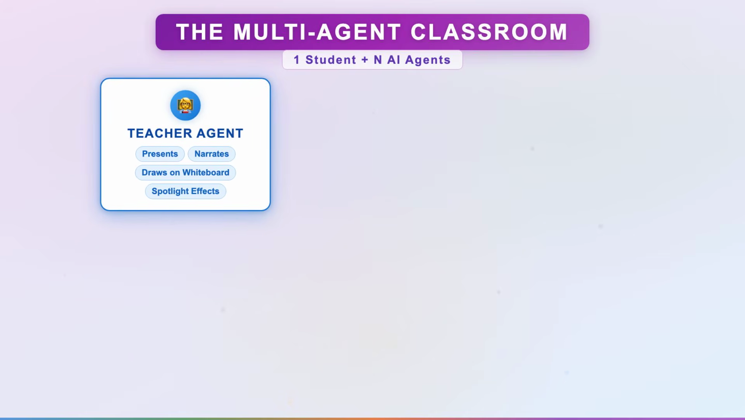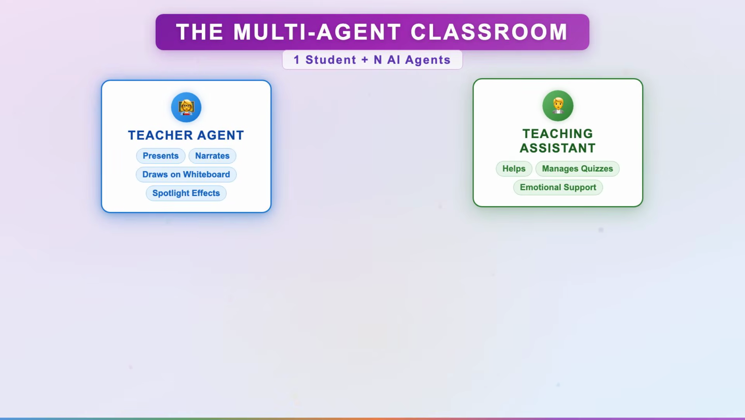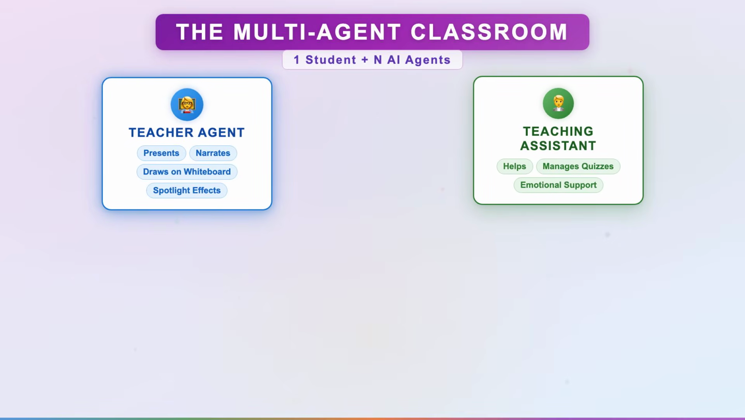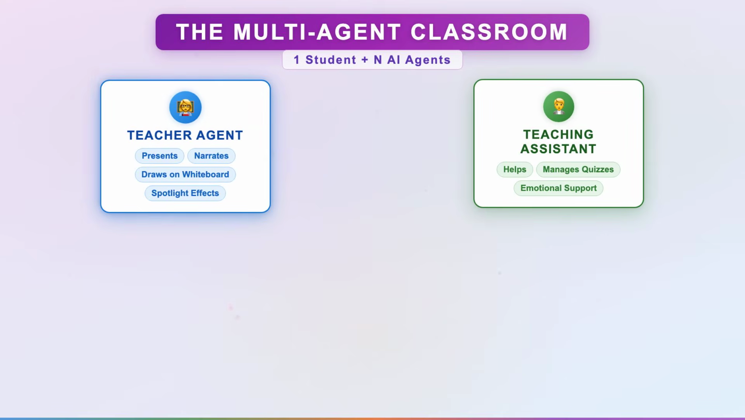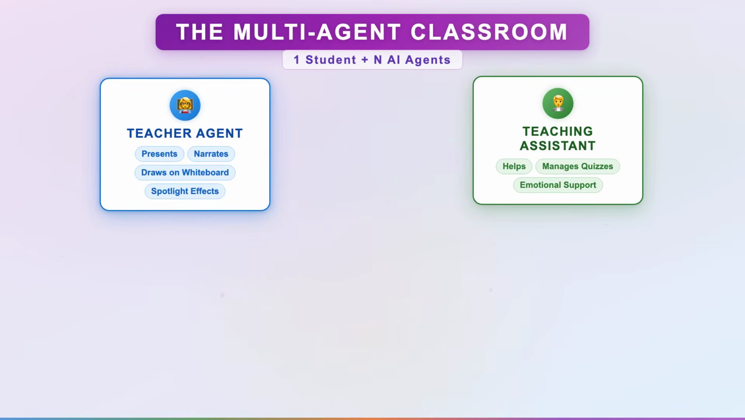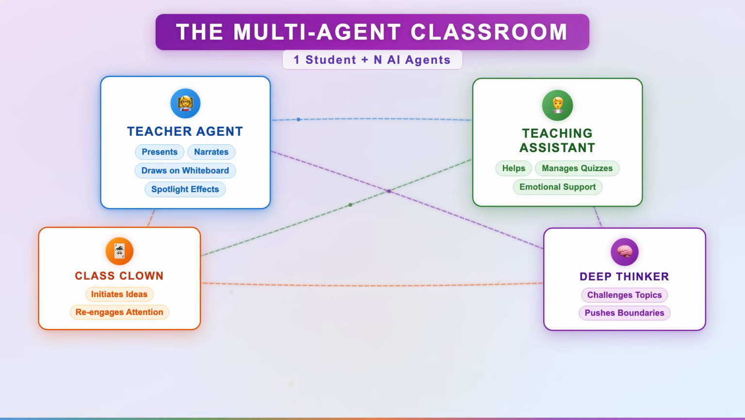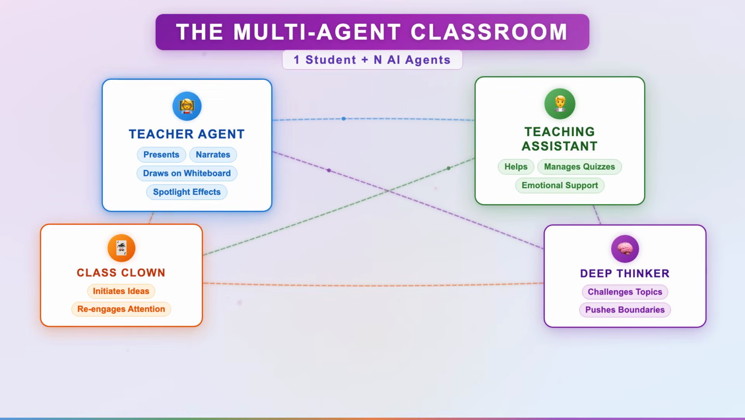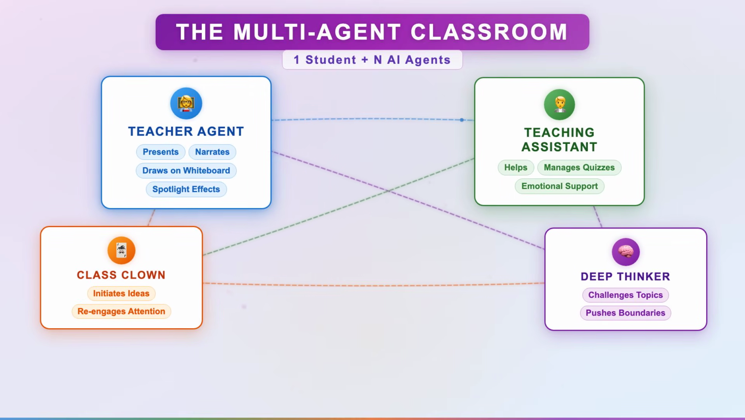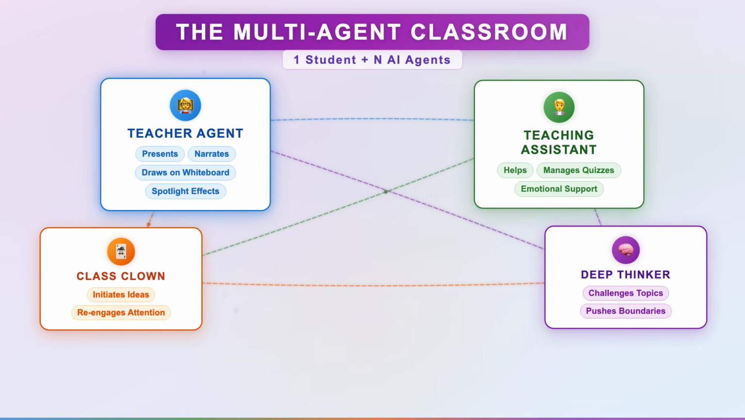Then there's the teaching assistant. It provides supplementary help, manages quiz administration, and even offers emotional support when students get stuck. But the real magic is the classmate agents. These are AI students with distinct personas. There's the class clown. It initiates ideas, lightens the mood, and re-engages you when your attention drifts. Then there's the deep thinker. It asks challenging follow up questions and pushes discussions into deeper territory.